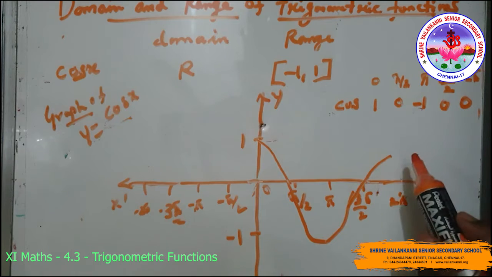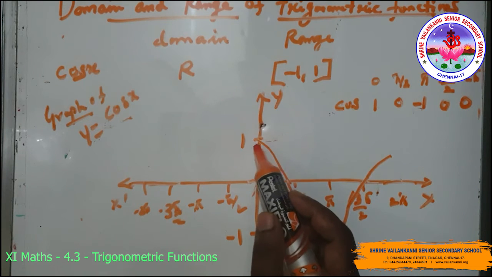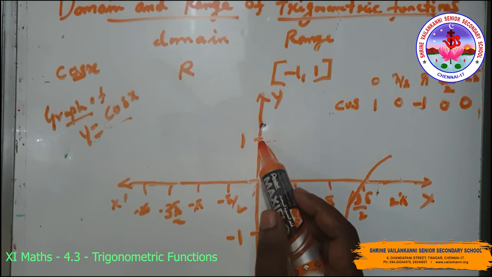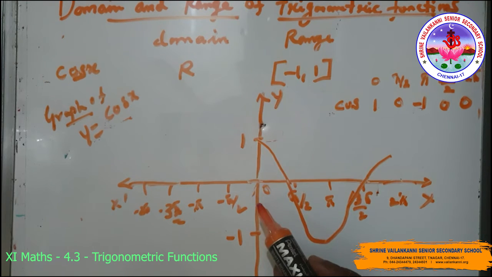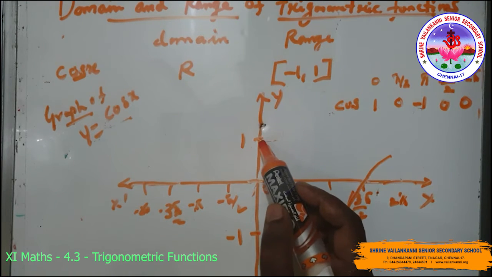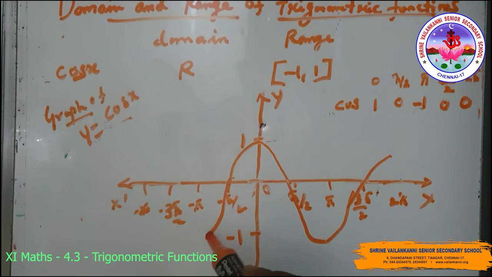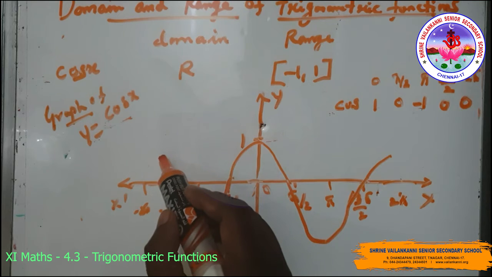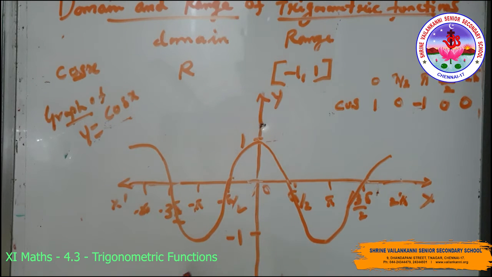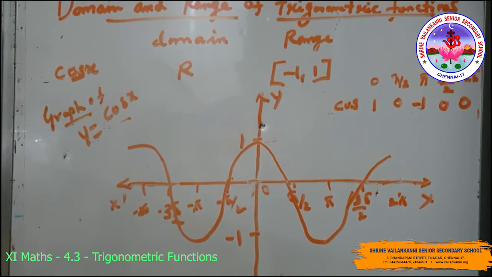And it goes on. Here on the left hand side, cos 0 is 1 and cos pi by 2 is 0. So cos minus pi is minus 1, and it goes on. So for the graph of cos x, the domain is real numbers and the range is minus 1, 1 in the closed interval.